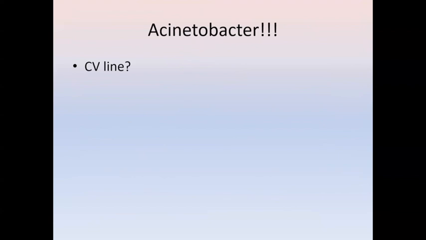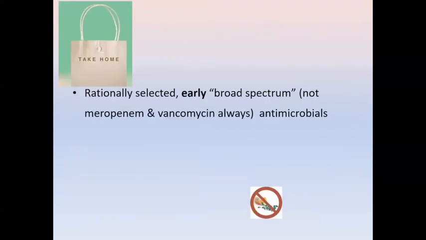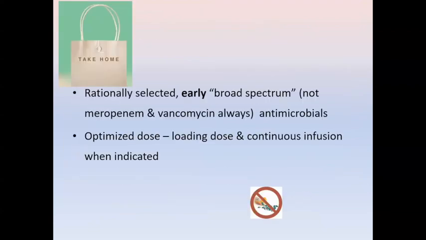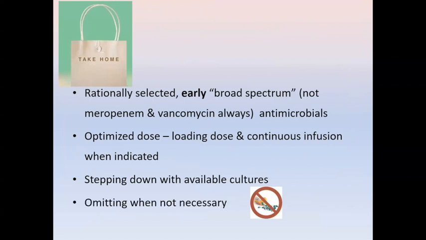So, the take-home message: rationally select early broad-spectrum cover, not meropenem and vancomycin for all patients. You have to choose and select, optimize the dose, with a loading dose and continuous infusion when indicated, and step down with available cultures, omitting when not necessary.